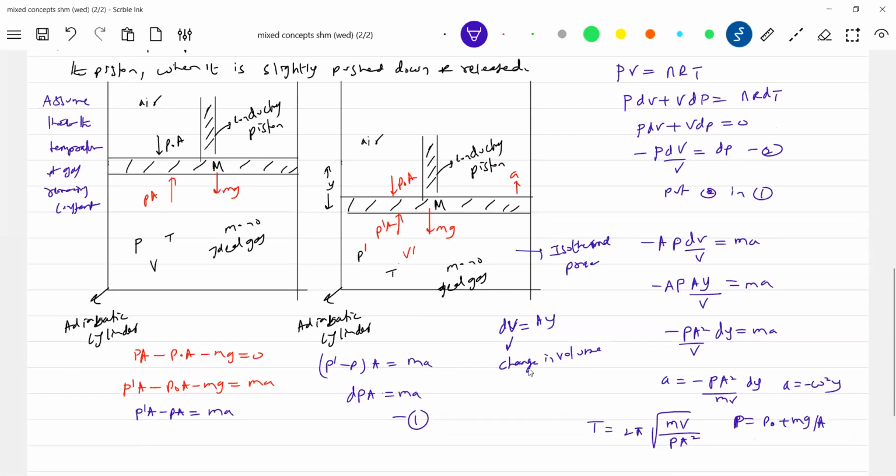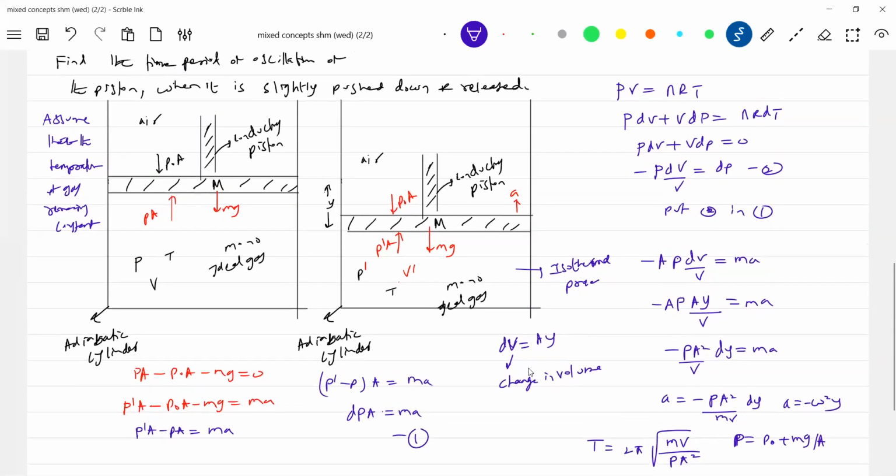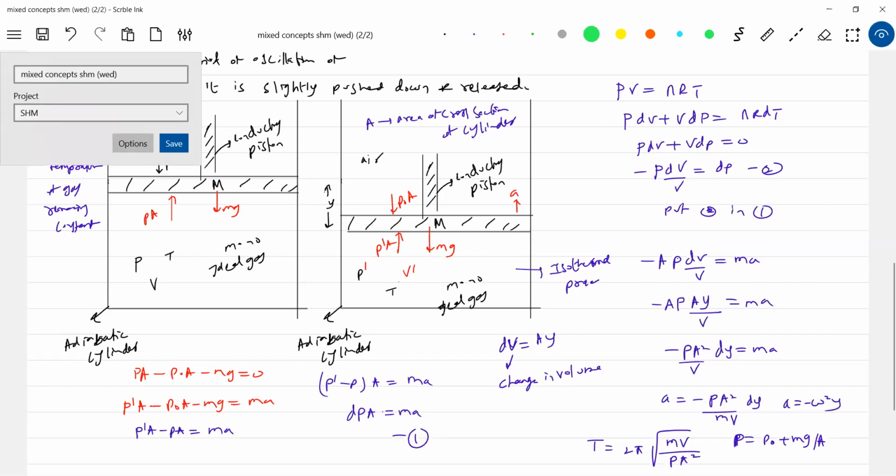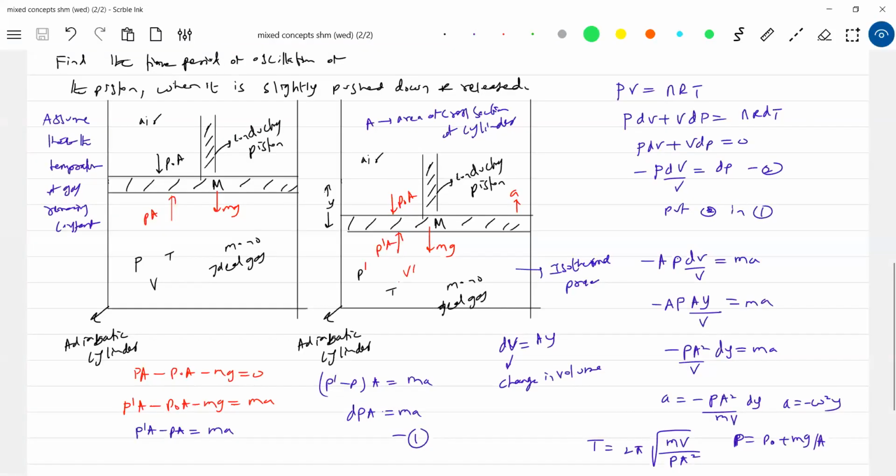What is V? Initial volume of gas. What is A? Area of cross section of piston. Area of cross section of cylinder or piston, both are same. Some very, very important things are there here. So the problem is not just over who will execute SHM, gas or piston? The piston. That's what the question asks, no? Find the time period of oscillations of the piston when it's slightly pushed down and released.